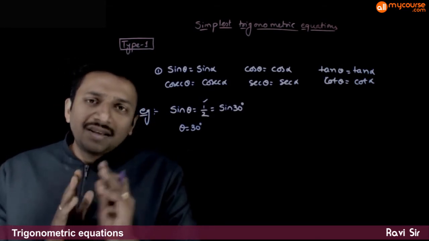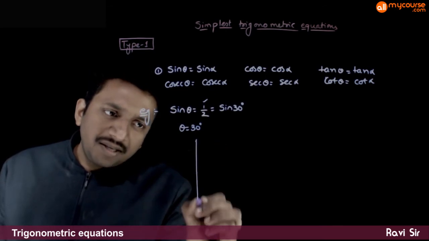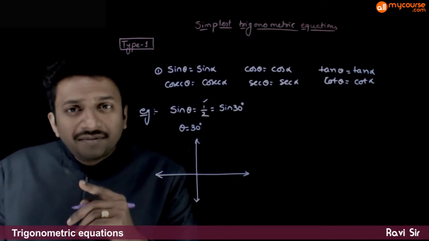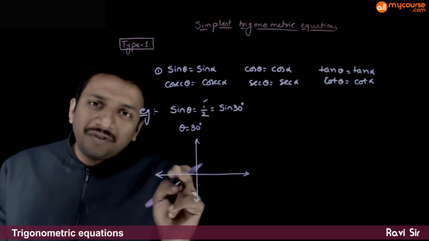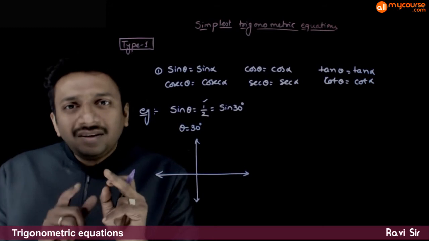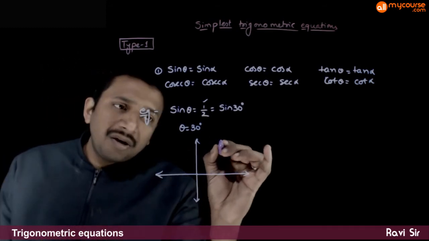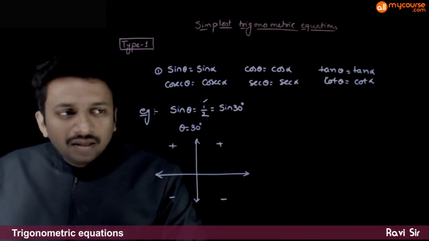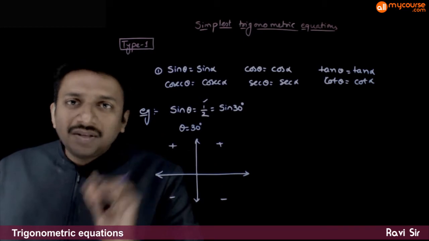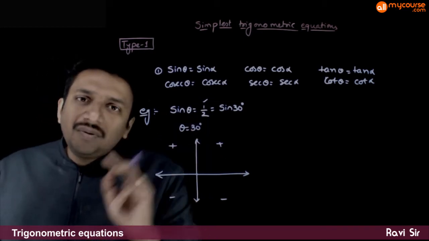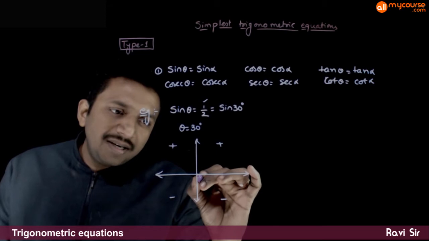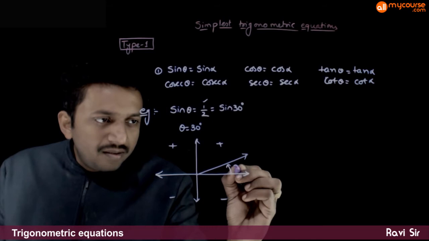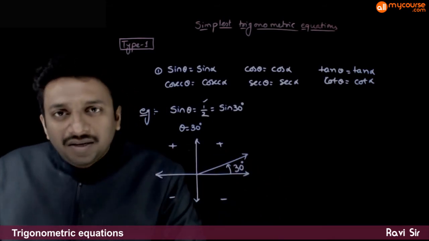To understand this, first I'll draw the quadrant diagram for sine theta. Quadrant diagram for sine theta means the quadrant diagram where you write the signs of the trigonometric ratio sine. The signs of sine are plus, plus, minus, minus, right? Sine is positive in the first two quadrants, negative in the second two quadrants. Now sine theta is equal to half. You get one angle as 30 degrees. So this is one position of the ray where theta is 30 degrees.